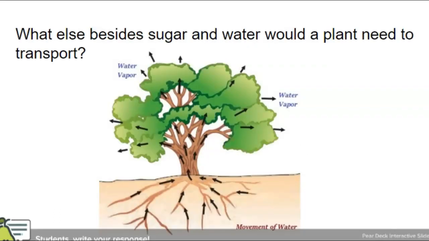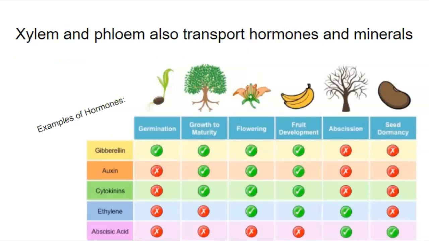So besides sugar and water, what else do plants transport? I know we talked about some other things, but I'm just reiterating here. If we take a look, xylem and phloem, they can transport hormones, minerals. These are some examples of hormones, okay? Some hormones help seeds germinate. Some help plants grow, help them flower, develop fruit, make seeds go dormant. So that's what hormones in plants do.